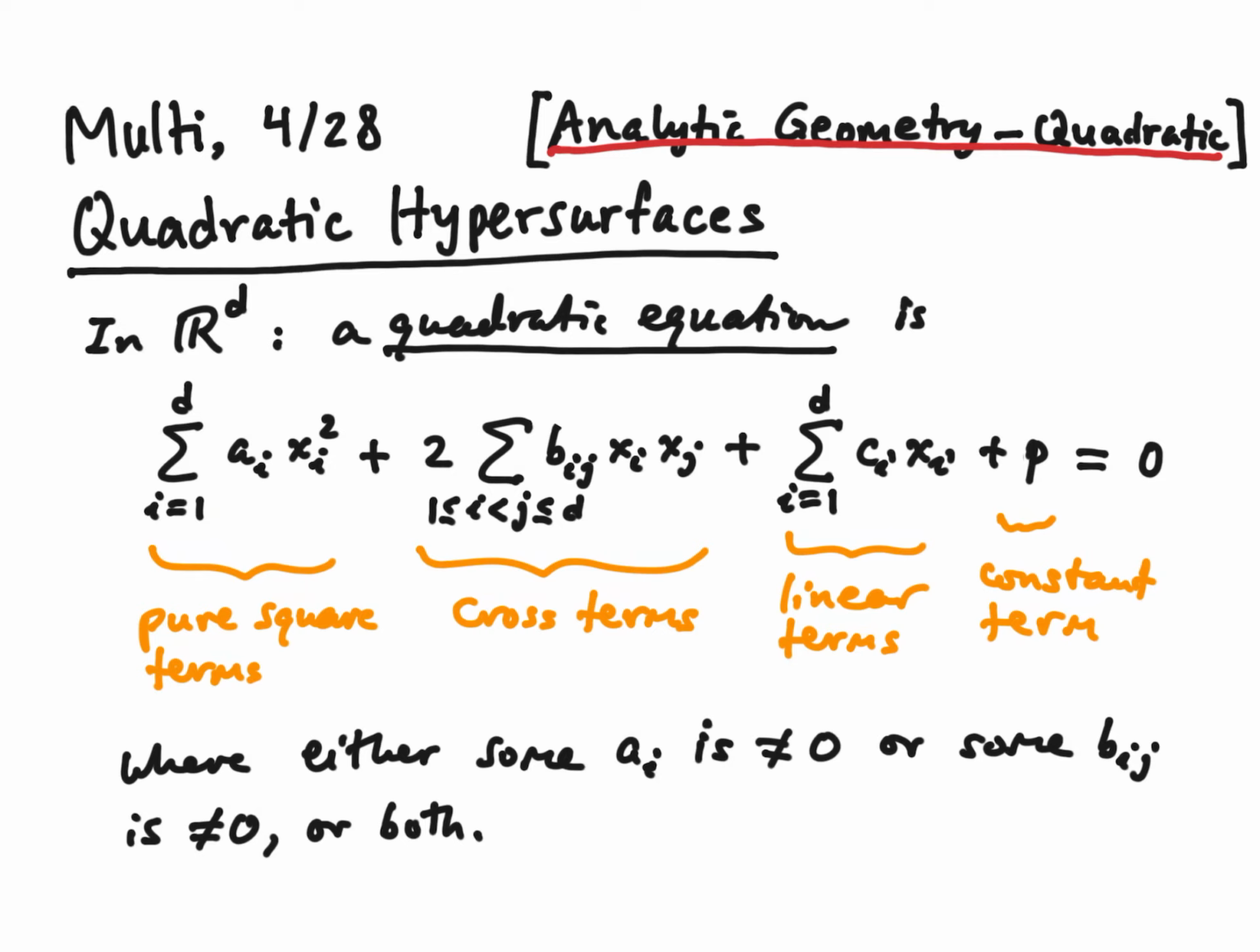So there's at least one quadratic term present. But there don't have to be any linear terms present. In other words, it's okay for all the c_i's to vanish, and it's also okay for p to vanish. That still fits into the terminology of a quadratic equation. All right, so the question is, what does the graph of that look like? And by the graph, I just mean the set of all solution points.